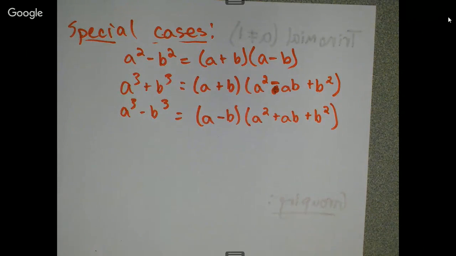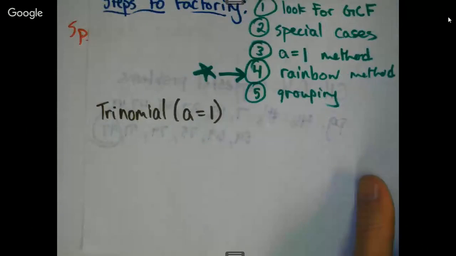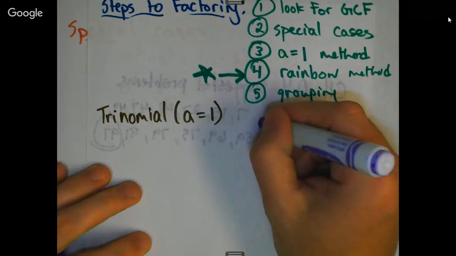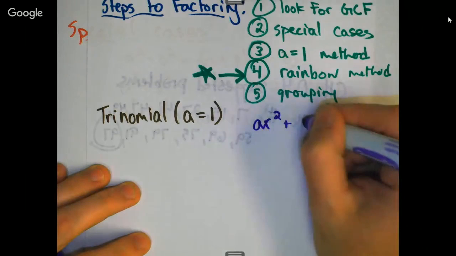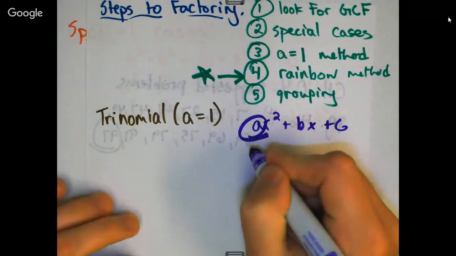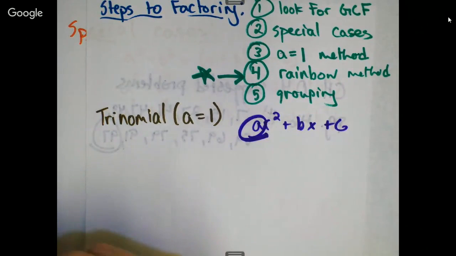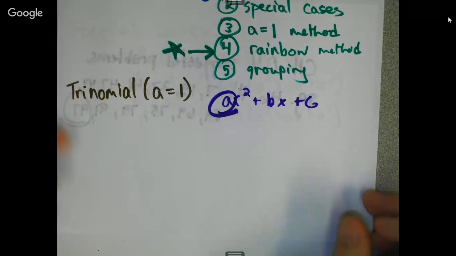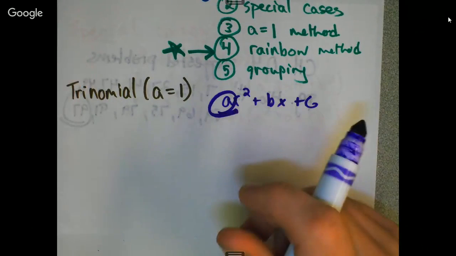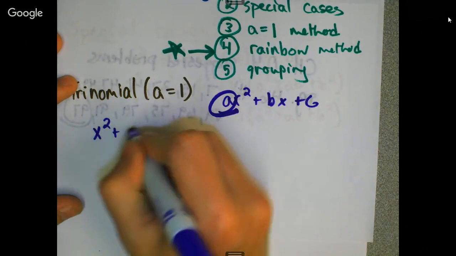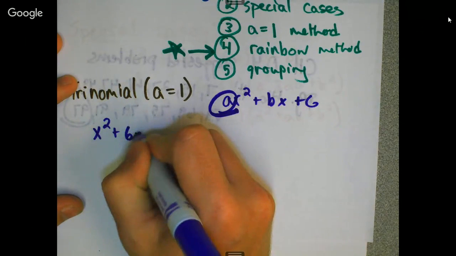Now let's go back to my trinomial when A equals 1. Trinomials are in the form of ax squared plus bx plus c, and I'm talking about this term right here. If your leading coefficient is a 1, this is what we're going to do when we factor. For example, we may have something that looks like this: x squared plus 6x plus 9.